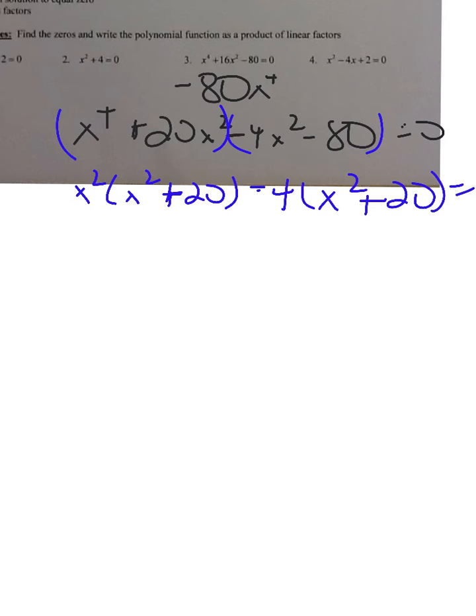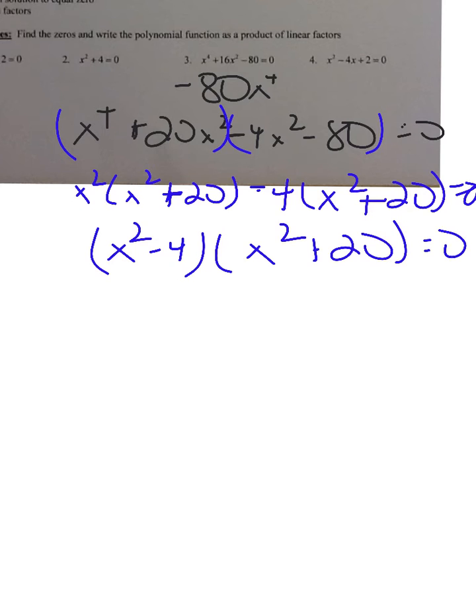And then I'll factor by grouping. So the GCF of the first group is x squared times x squared plus 20. And the GCF of the second group is negative 4 times x squared plus 20. So my factors are x squared minus 4 and x squared plus 20 equals 0.